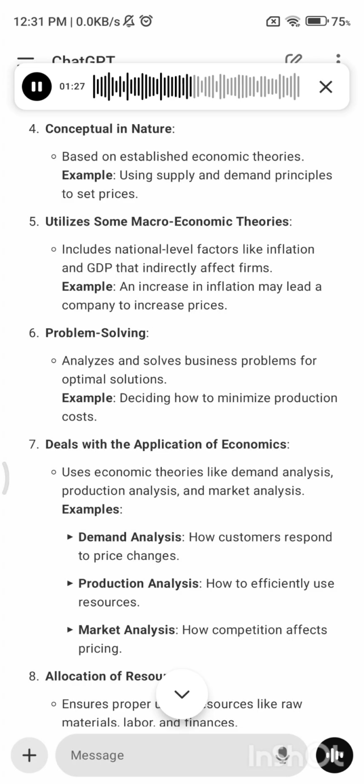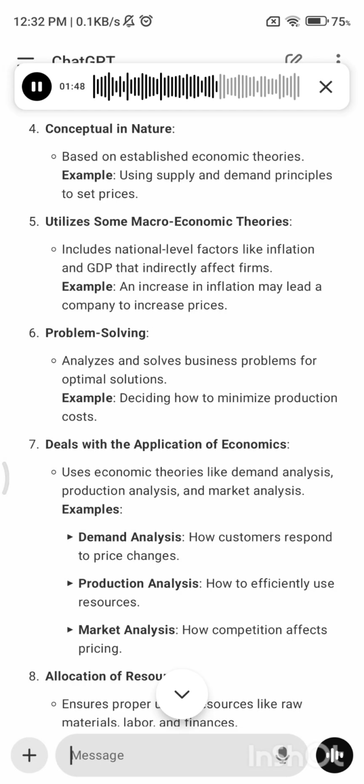4. Conceptual in nature, based on established economic theories. Example, using supply and demand principles to set prices. 5. Utilizes some macroeconomic theories. Includes national-level factors like inflation and GDP that indirectly affect firms. Example, an increase in inflation may lead a company to increase prices.